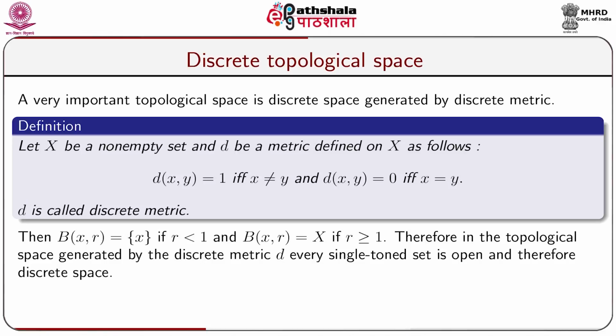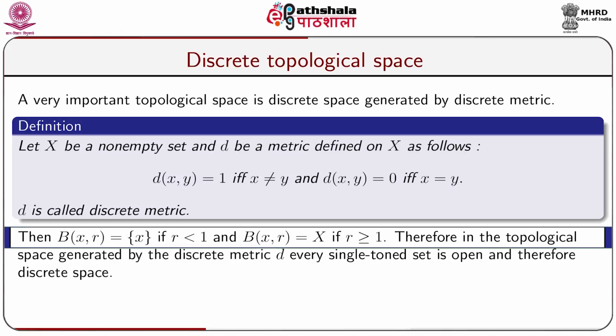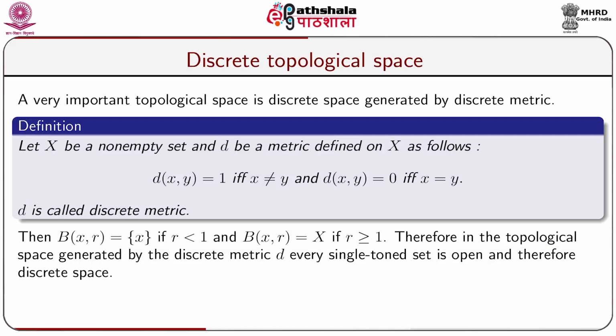Note that if we take r less than 1, then for any small x in capital X, the open ball B(x,r) is just the singleton set {x}, and if r is greater than 1, then for any x in capital X, B(x,r) is equal to capital X. So, what does that mean? That means every subset of a discrete topological space is open, as an arbitrary union of open sets is open. So, this is the beauty: in a discrete topological space every subset is open.